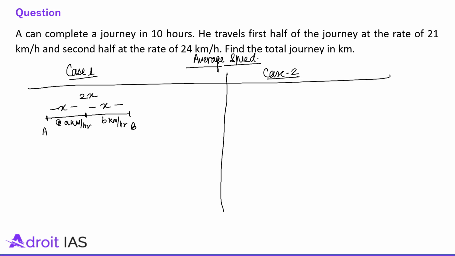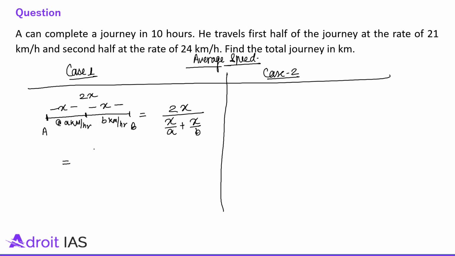Fine, everyone? A man is going from place A to B, and he has divided his entire journey into two equal halves of x kilometers each. The first x kilometers he is covering at the speed of a kilometers per hour, the second x at the speed of b kilometers per hour. What is the average speed during the entire journey? Average speed is total distance covered upon total time taken, right? Total distance covered is x plus x, which is 2x. Time taken for the first half is x by a, and for the second half is x by b.